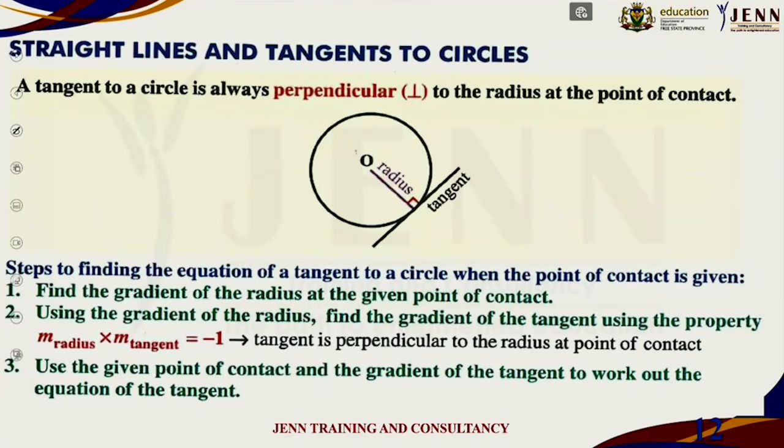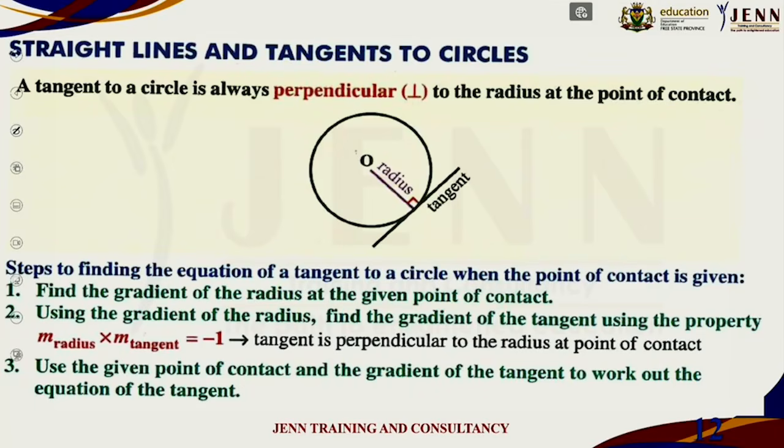We say the steps to finding the equation of a tangent to a circle when the point of contact is given. How do we do so? Number 1, we find the gradient of a radius at the given point of contact. Number 2, you use the gradient of a radius to find the gradient of a tangent. Then you use this lovely property that says the gradient of a radius multiplied by the gradient of a tangent will equal -1. Remember, a tangent is perpendicular to the radius at the point of contact.